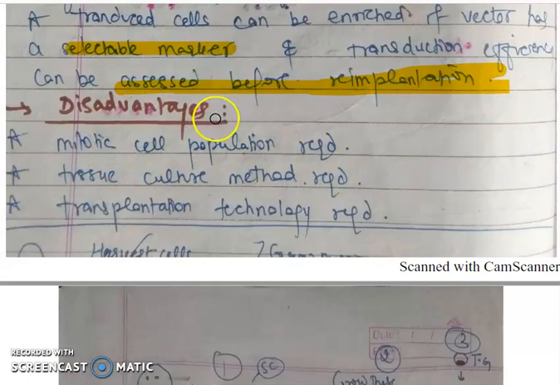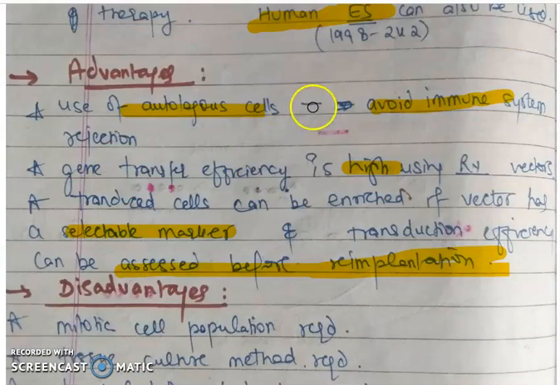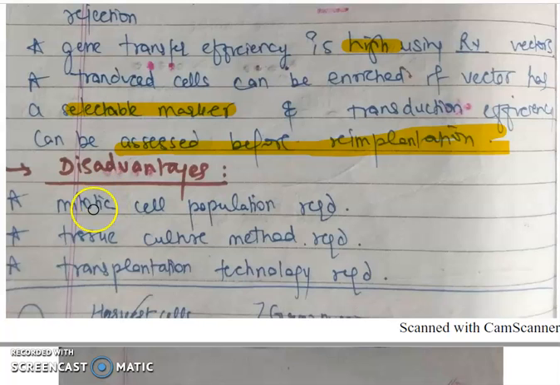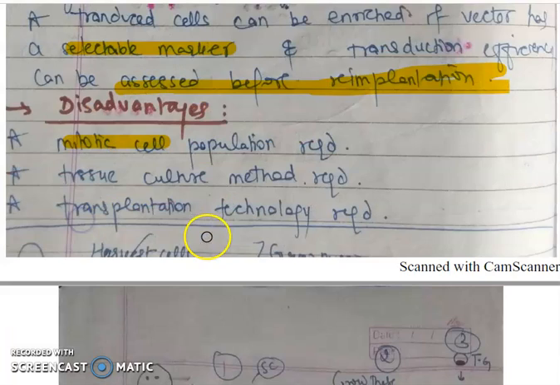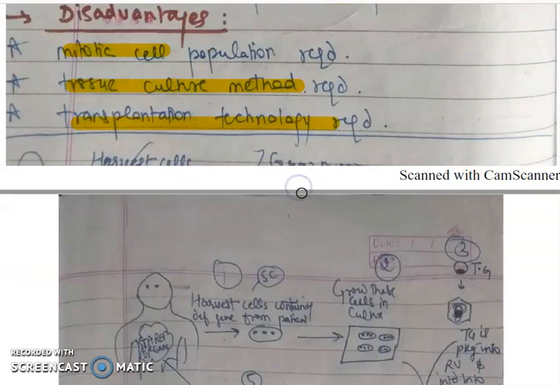And what are the main disadvantages? Because we are using retroviral vectors here, they target only proliferating, dividing cells, and a tissue culture method is also required. That means we should be able to culture the target cells in vitro, and transplantation technology should be there, that means the technique for how we are going to put the cells back into the patient's body.